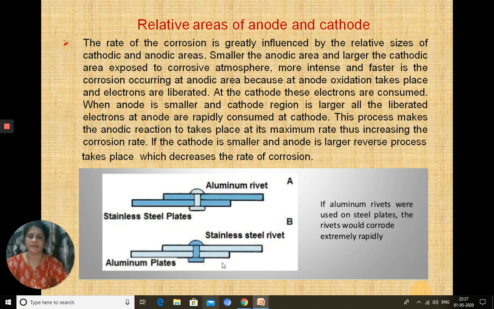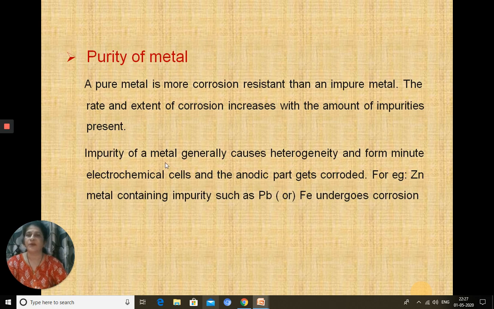On the other hand, in the second case, there are aluminium plates connected by steel rivets. In this case also, aluminium will act as an anode and steel will act as a cathode. But here the area of the anode is very large as compared to the small area of the cathode. Hence the requirement of electrons is very small at the steel, and the extent of corrosion will be less. Hence the relative areas of anode and cathode play a very, very important role in the corrosion rate.